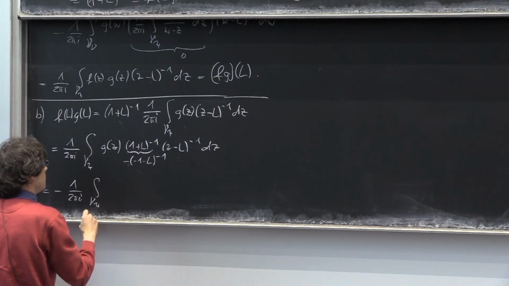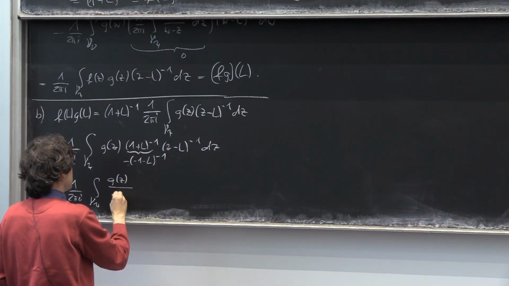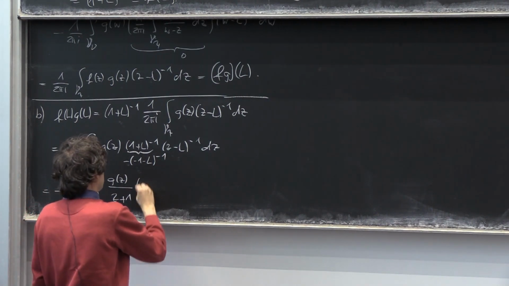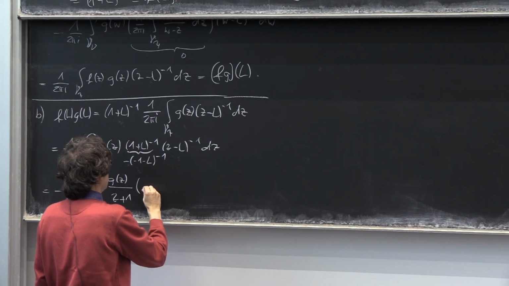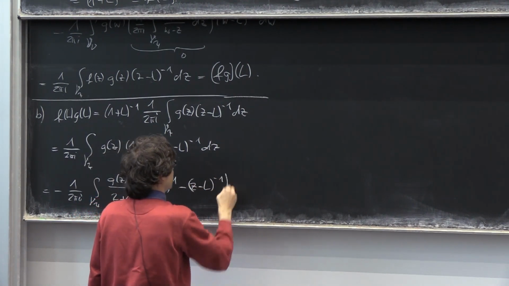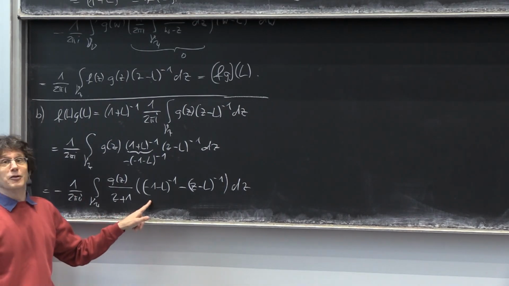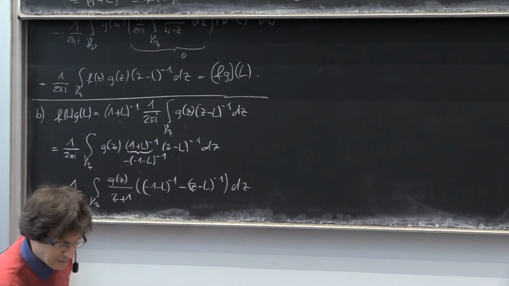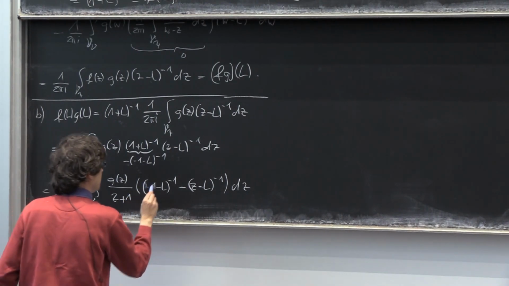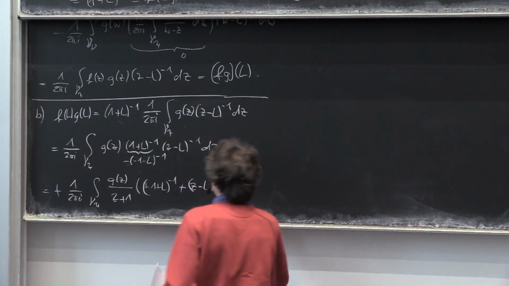Then you have gamma psi. Okay, G of z divided by z minus minus 1, so z plus 1, times, and now the difference of the two, minus 1 minus L to the minus 1 minus z minus L to the minus 1. Okay. Now, this minus sign is nice because if you put it in again, all these other minus signs cancel out. So we have plus everywhere.